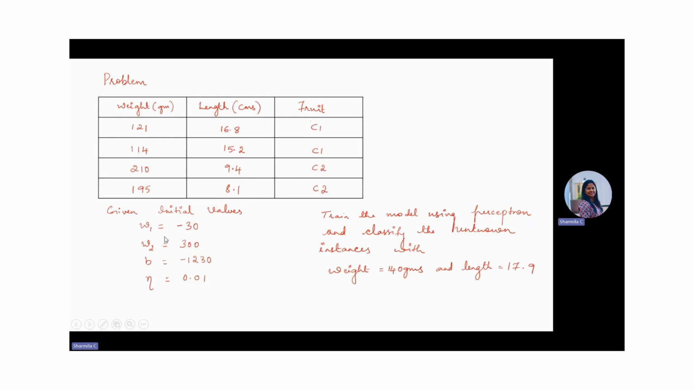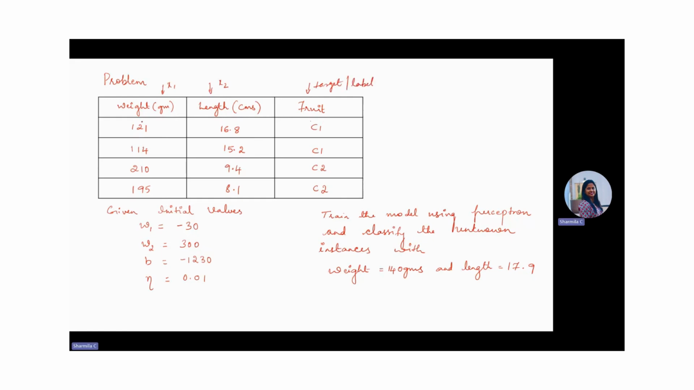So initially, since we have two inputs, these can be considered as x1 and x2. So we have only two inputs. This is your target, or your label. So it is a classification problem.